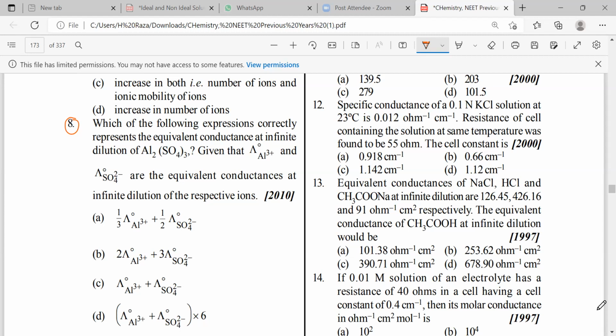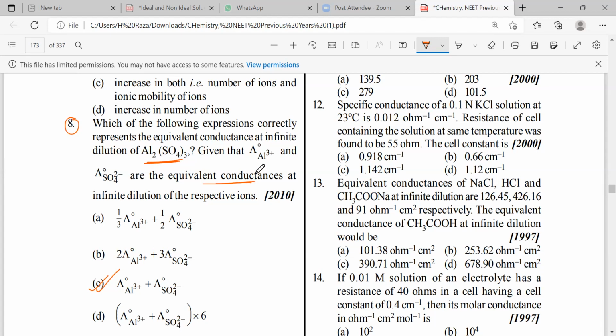Sir, is it B? No, I told you that in the equivalent concept, we don't need to balance. So the answer is C. We don't need to balance for equivalent conductance.